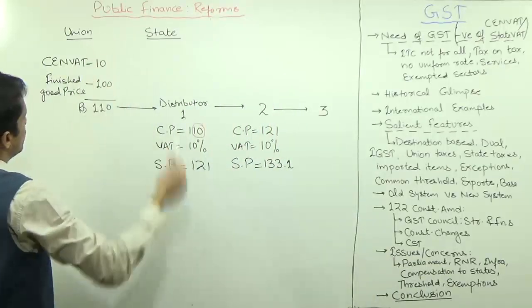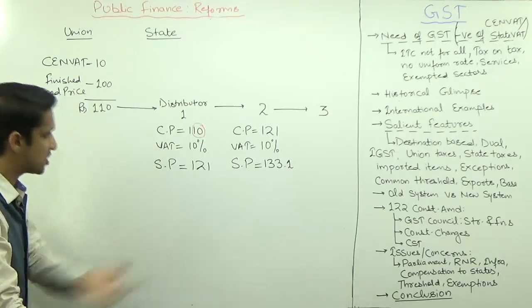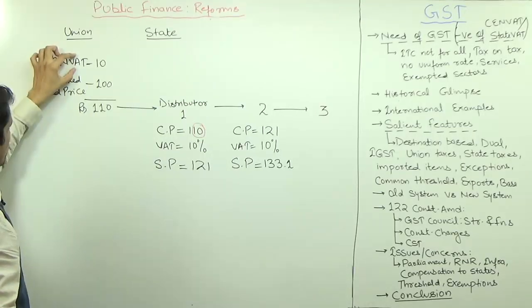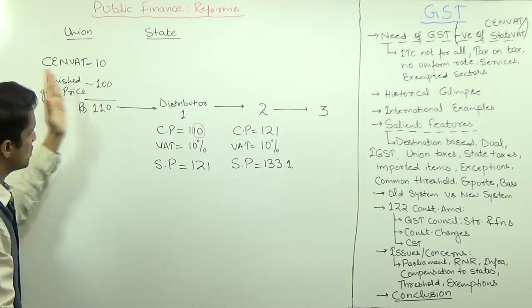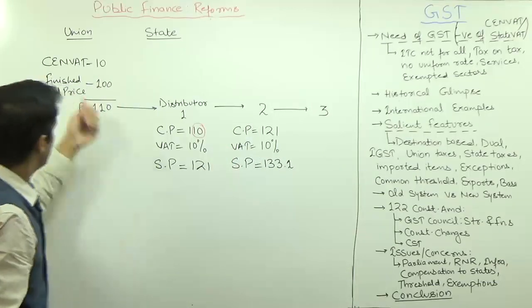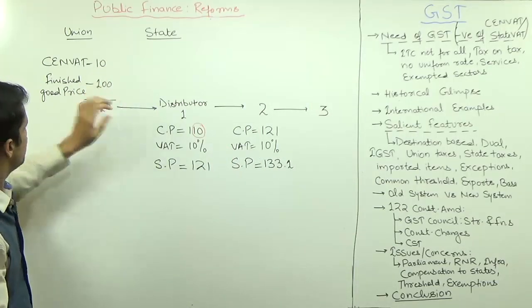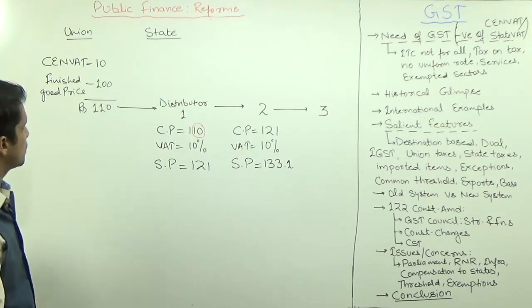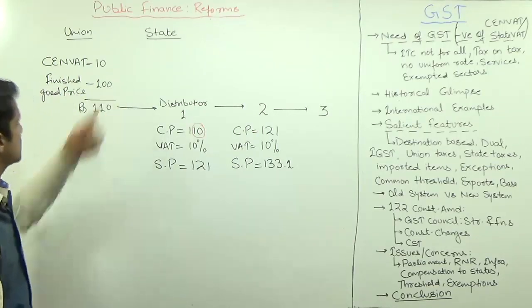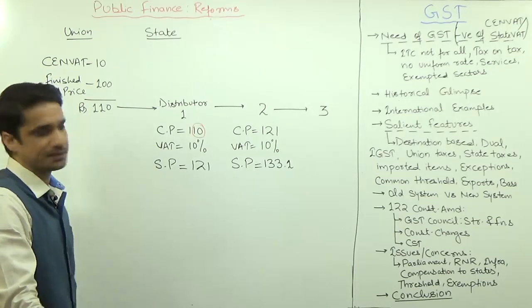Suppose I'm giving you one example. You are producing one finished good. What was the tax structure earlier? The CENVAT on that product was 10 rupees. Suppose the value addition across the different stages of producing this finished good was 10 rupees, and the price of the finished good, the raw material and all this, was 100 rupees. So the market price was 110 rupees.